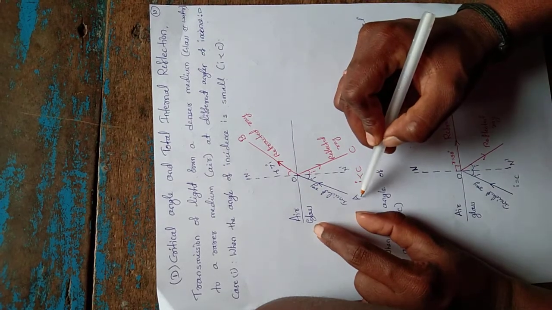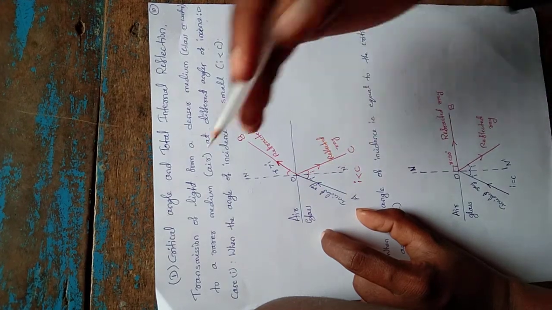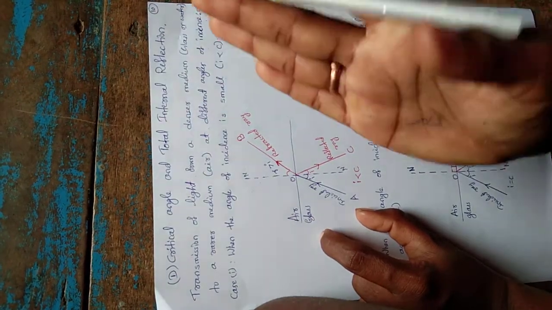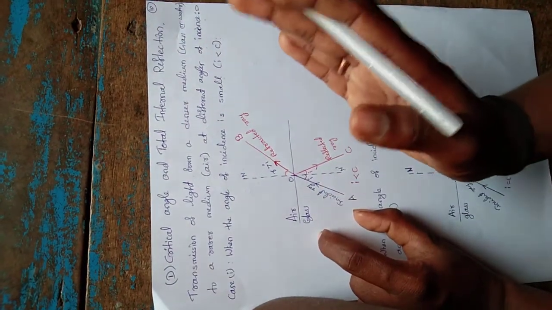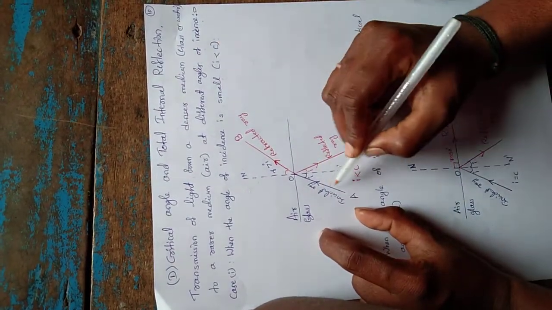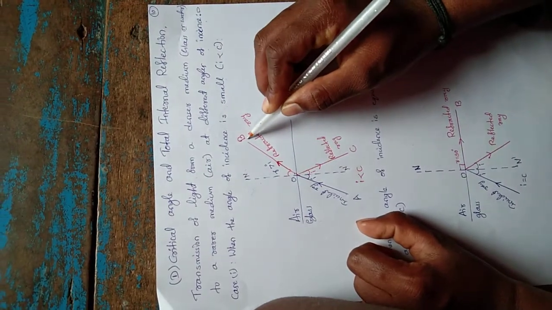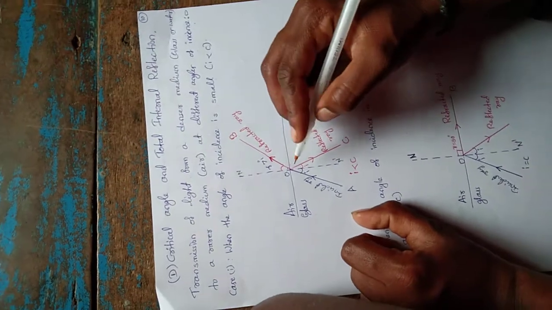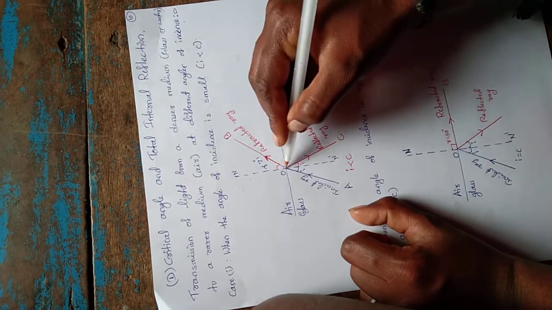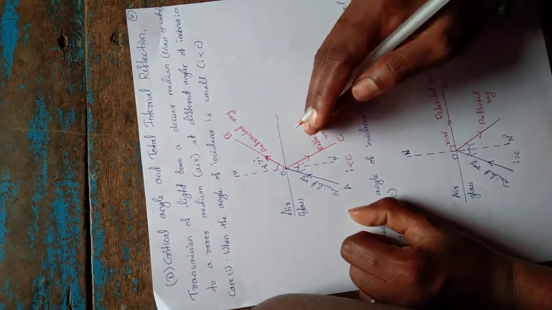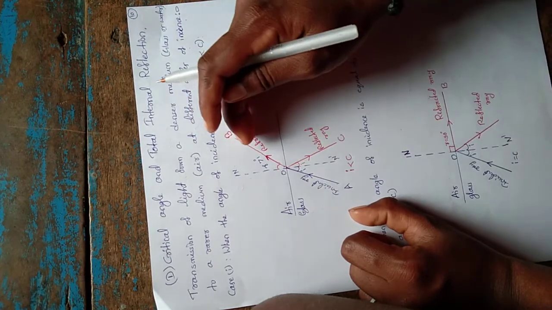Incident ray from denser to rarer. If a ray passes from a denser medium to a rarer medium, it will refract away from the normal. This is the law of refraction. So incident ray AO, refracted ray OB, and some amount of that ray will reflect into the same medium, that is OC. This is in the case of a ray of light traveling from a denser medium to a rarer medium.